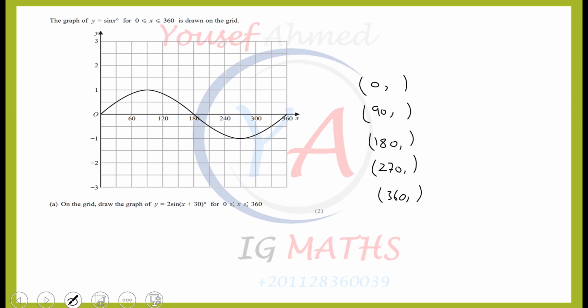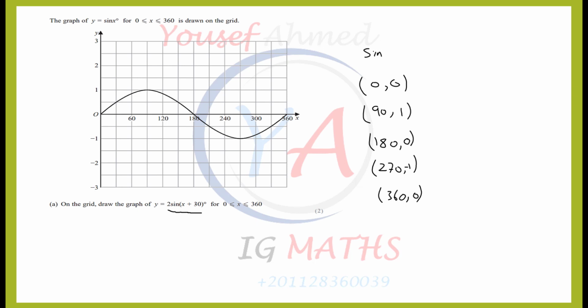I'm writing now the original points. For the sine, it was 0 and 0, 90 and 1, 180 and 0, then 270 and -1, and 360 and 0. These are the points for sine. Now you are asked to sketch this function.